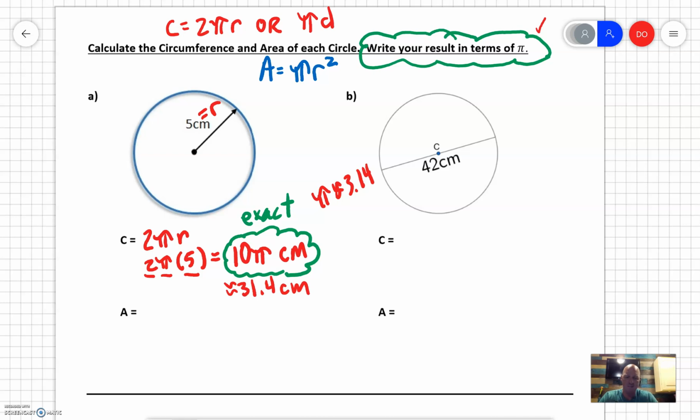Now there's downfalls to the approximation because obviously it's not an exact answer, but there are also pros because you don't have to write the pi symbol. Most of the material is going to ask you to keep your answer in terms of pi. So get used to not multiplying that pi value.